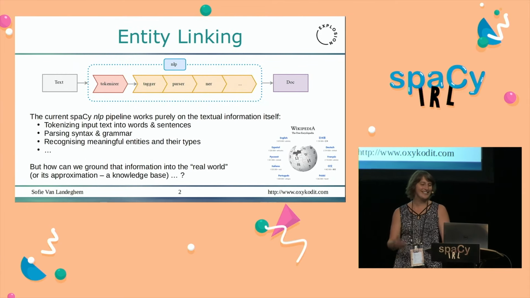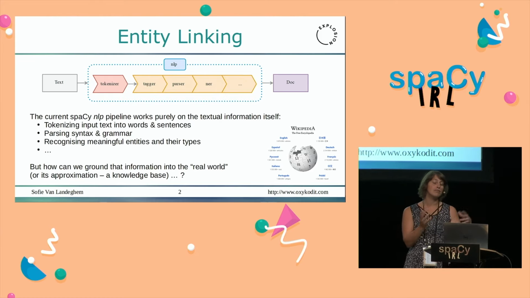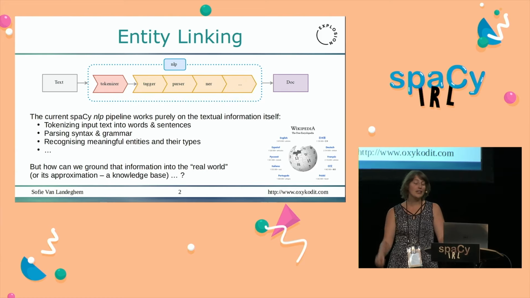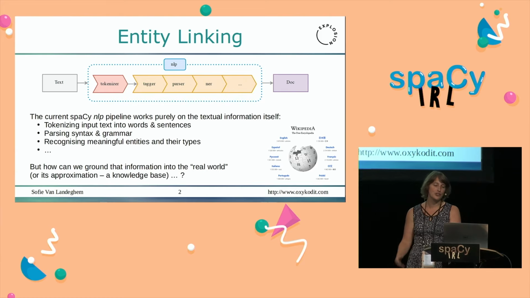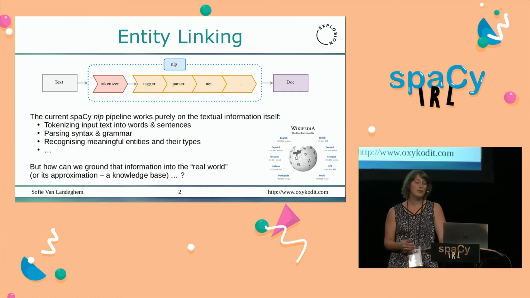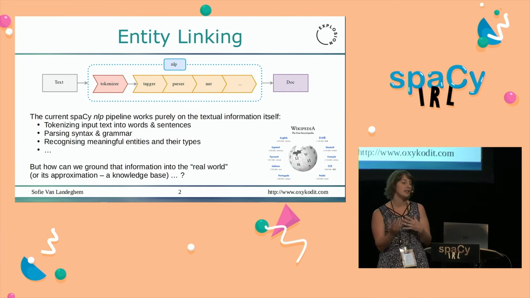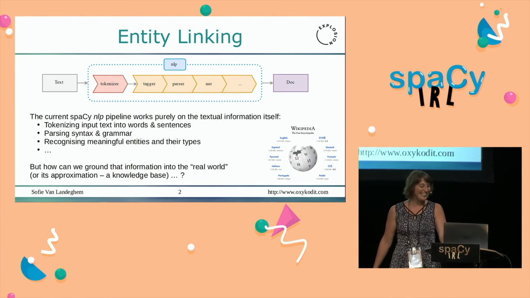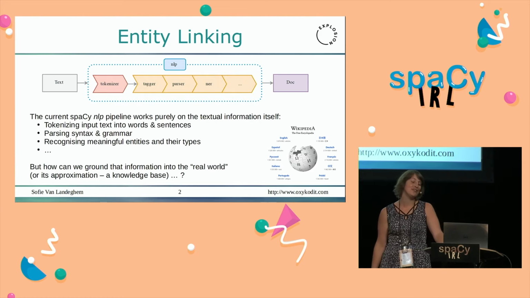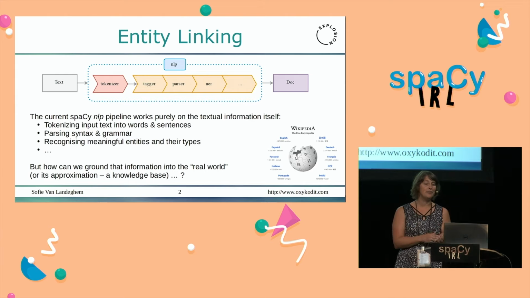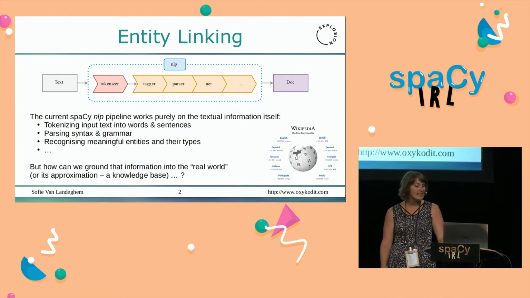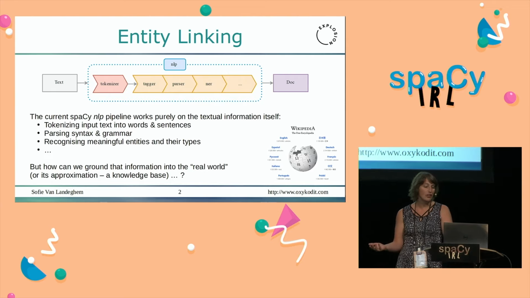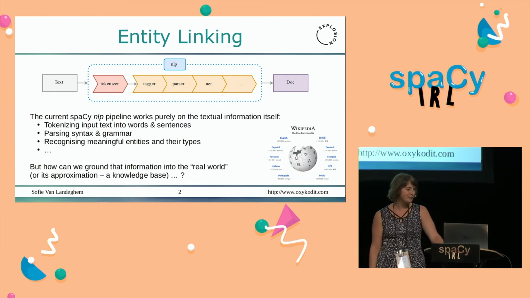Some of you might be familiar with this graph from spaCy, where we see the whole pipeline that spaCy does, coming in a text on the left, and basically then running all sorts of algorithms to produce a structured document on the right. But currently, this pipeline works purely on the text itself, right? So it looks at the input text, it looks at words and sentences, at the syntax, and indeed even at the dependency parse, even if almost nobody uses it. And then it tries to extract all of this lexical information. But how can we then ground that information into, let's say, the real-world entities, or at least an approximation of it being a knowledge base, such as, for instance, Wikipedia?